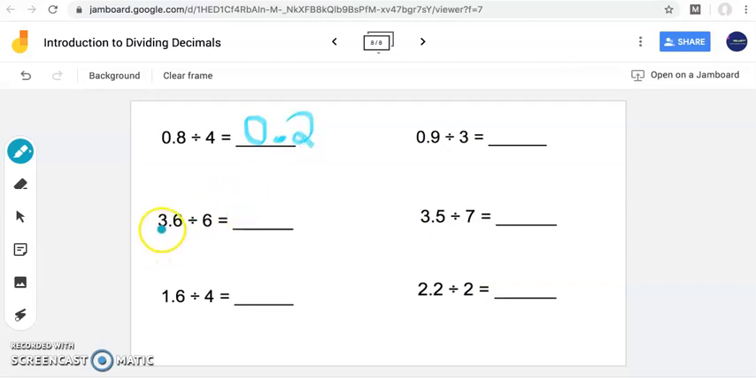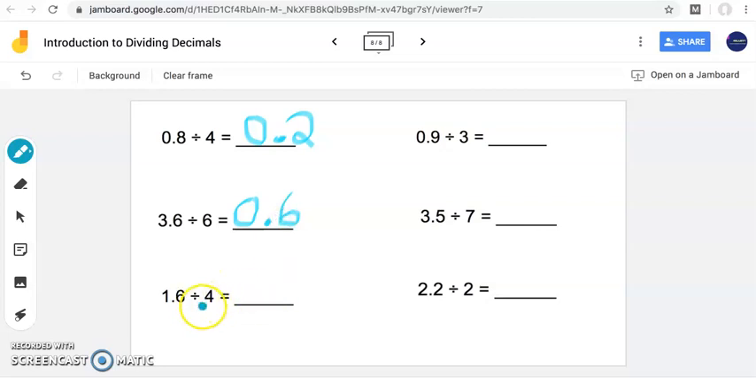Now for this next one, I have 3 and 6/10 divided by 6, or you can even say 36/10 divided by 6. And I might know that 36 divided by 6 is 6, but 6 is not just my answer because I'm breaking this into smaller pieces. And I don't have 6 wholes, I would have 6/10.